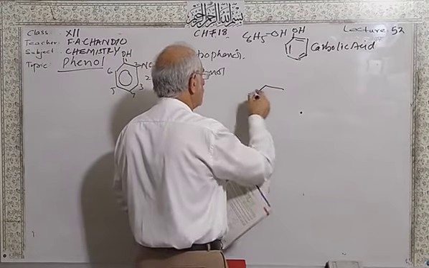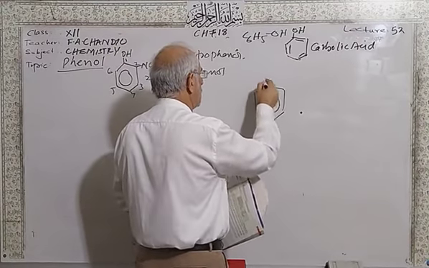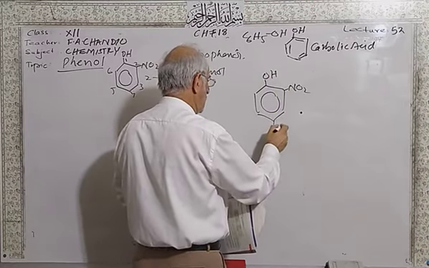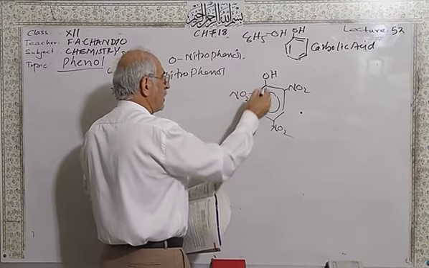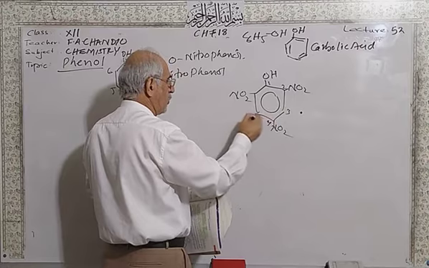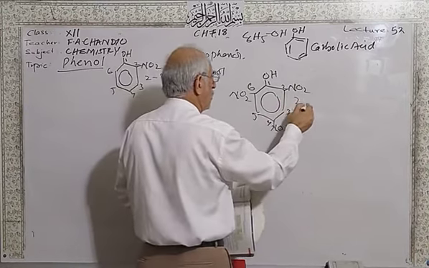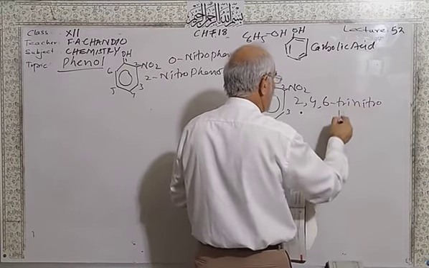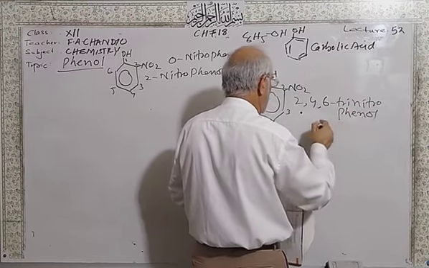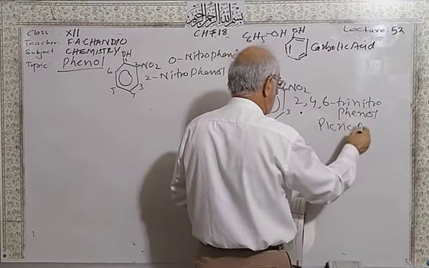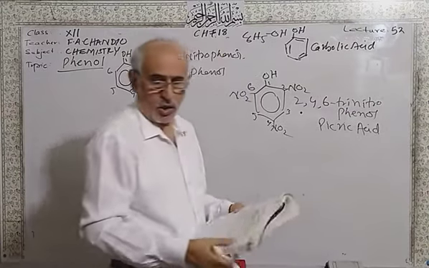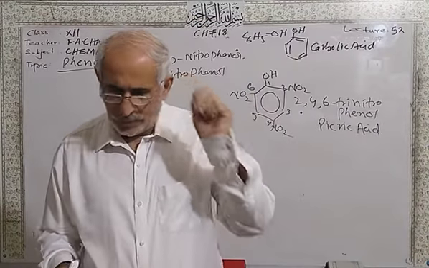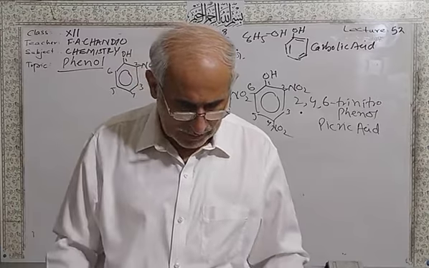Okay. Like this one, 1, 2, 3, 4, 5, 6, 2, 4, 6 trinitrophenol we call picric acid. So these are the nomenclatures of the phenols. Then structure.